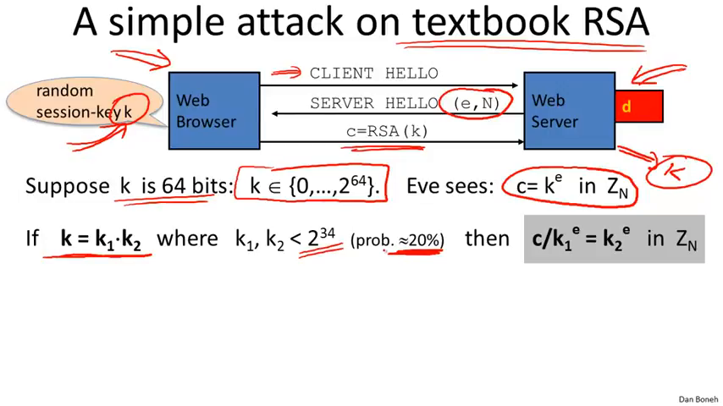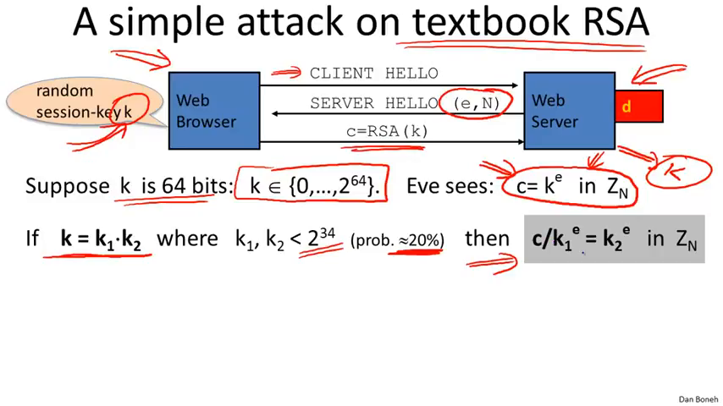But now if we plug this K equals K1 times K2 into the equation that defines the ciphertext, you see that we can simply substitute K by K1 times K2, and then we can move K1 to the other side. So then we end up with this equation here, namely C over K1 to the E is equal to K2 to the E. You notice if I multiply both sides by K1 to the E, I get that C is equal to K1 times K2 to the E, which is precisely this equation here. Okay, so all I did is I just replaced K by K1 times K2 and then divided by K1 to the E. So by now this should look familiar to you.